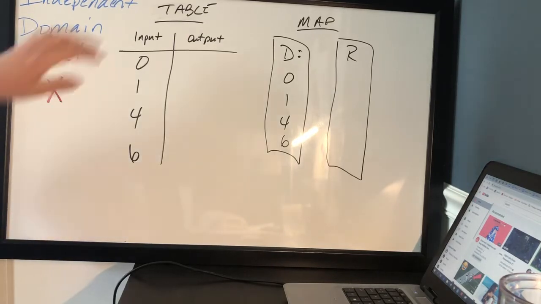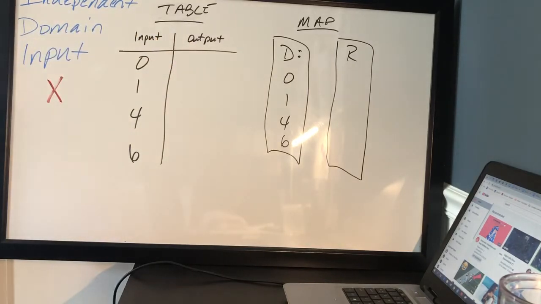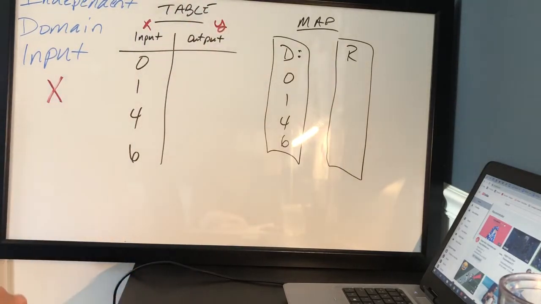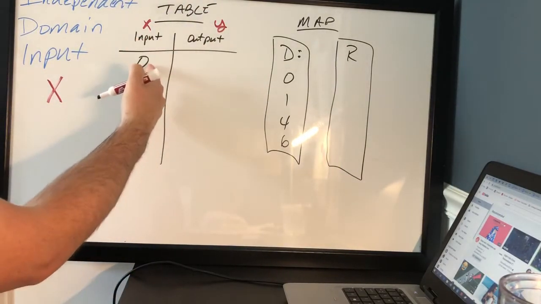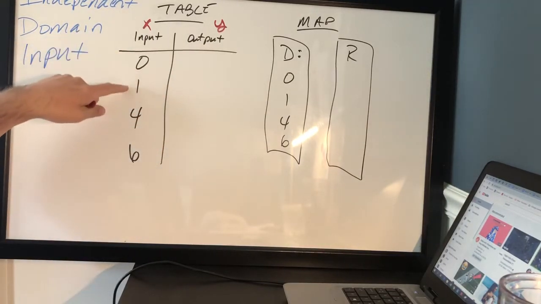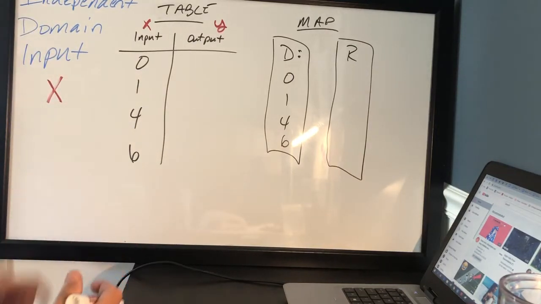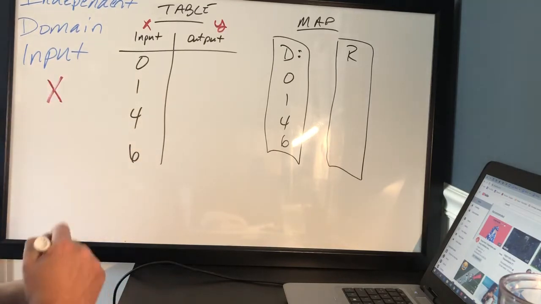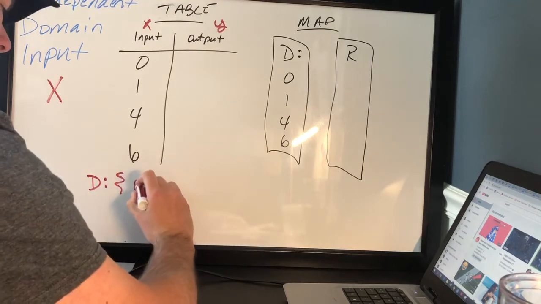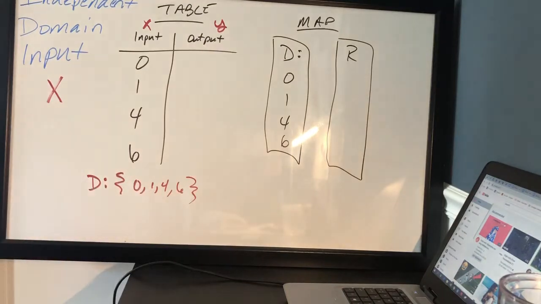All right, so remember, if you get a table, it could be like this. It's also called an input-output table sometimes. And remember, input is your x and output is your y. So in this case, our input values would be 0, 1, 4, and 6. So if our input values and our x values are 0, 1, 4, and 6, that means our domain and our independent values are also 0, 1, 4, and 6. If you were asked to write those, you would write it like this. Remember, we always write it in order, from least to greatest.